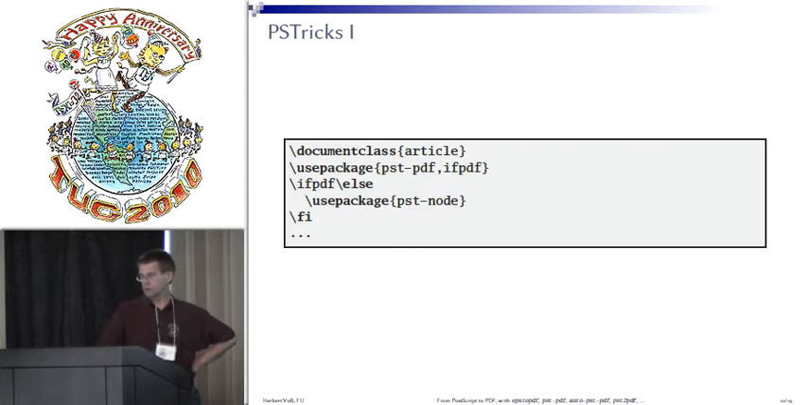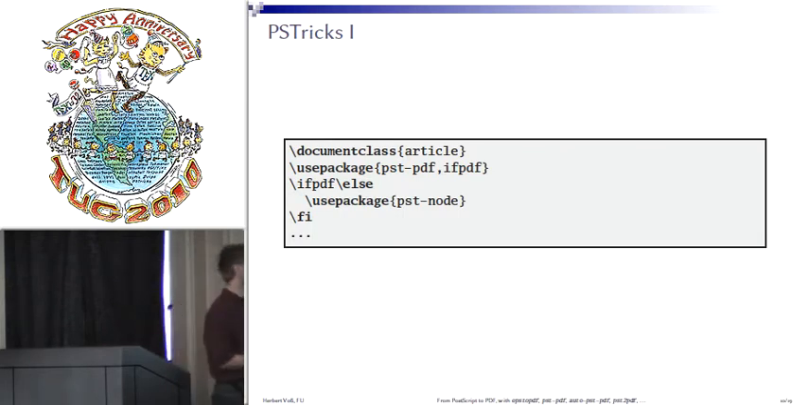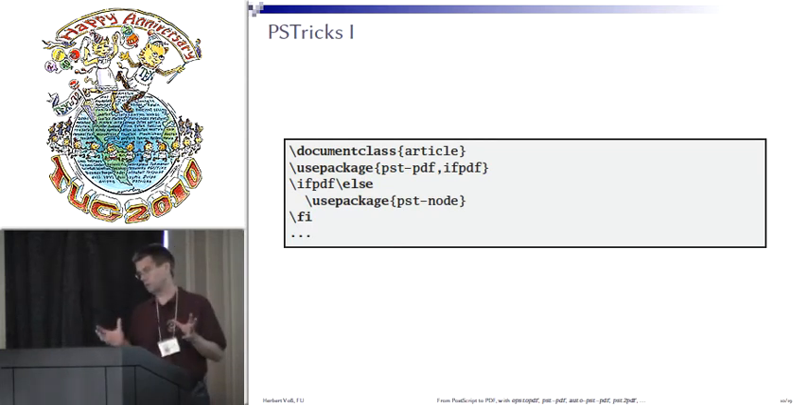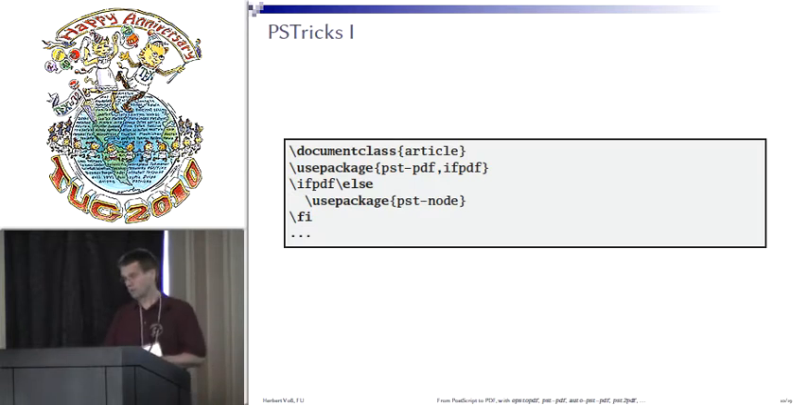Then Rolf Niepraschk created the package PST PDF. It uses the package preview from David Kastrup, and it cuts from the DVI file the images or the environments called PostScript. And you do not have to use the package if PDF. It makes only some sense so that you do not have error messages or warning messages in your PDF output, but it's not really needed.